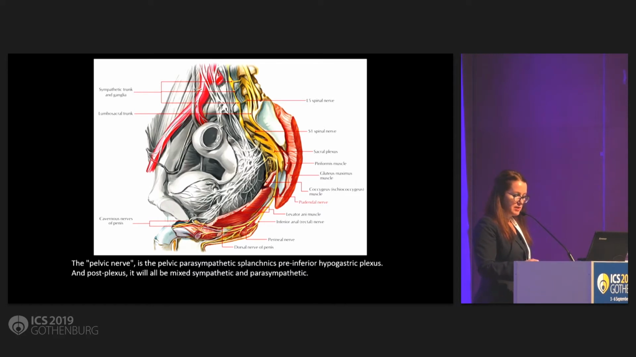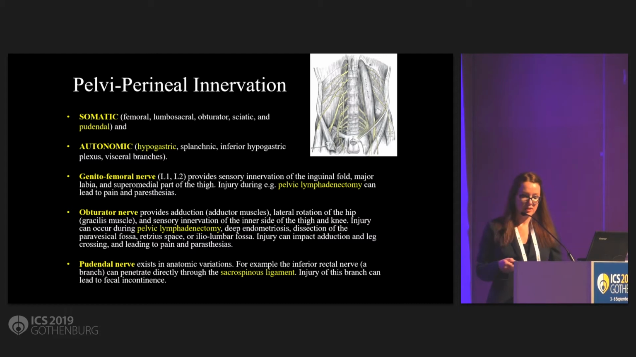The innervation of the pelvis is very complicated. Here you see the superior hypogastric plexus, the hypogastric nerve, the inferior hypogastric plexus, and we have a lot of potential for injury when we're operating in the pelvis. So the somatic innervation of the pelvis includes the femoral nerve, lumbosacral nerve, obturator, sciatic, and the pudendal. A lot of us just think about pudendal neuropathy as the intrapelvic neuropathy, but it's much more complex than that.